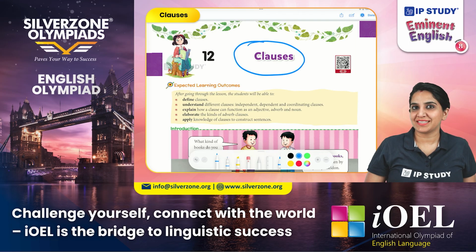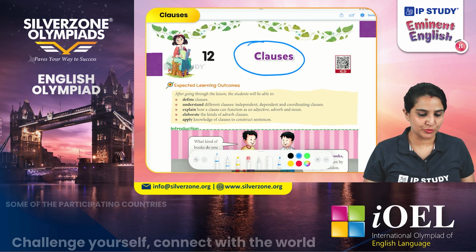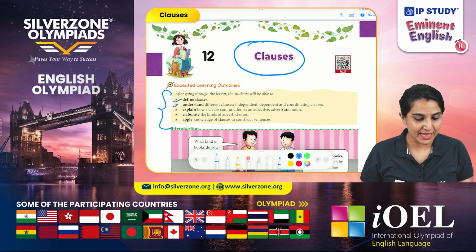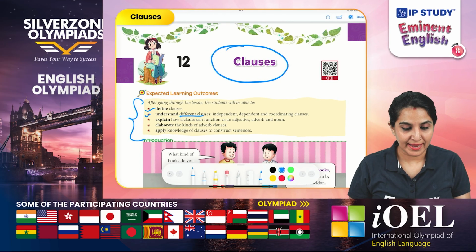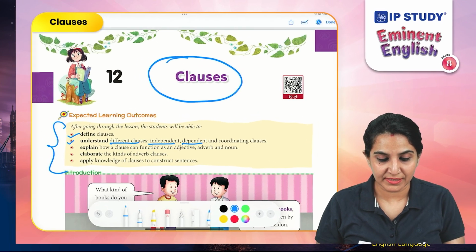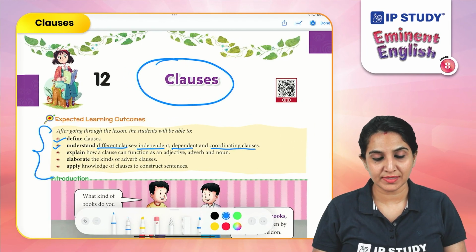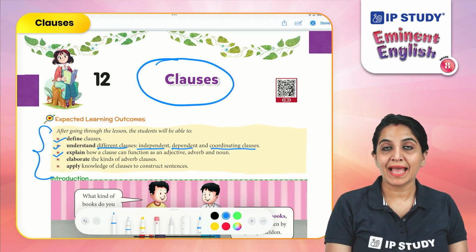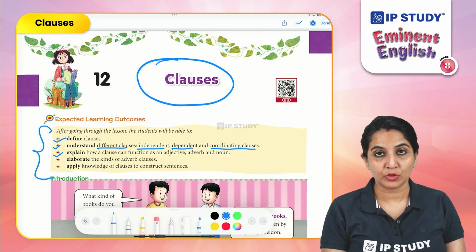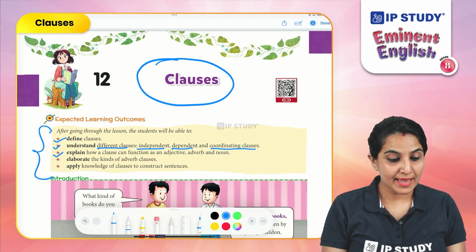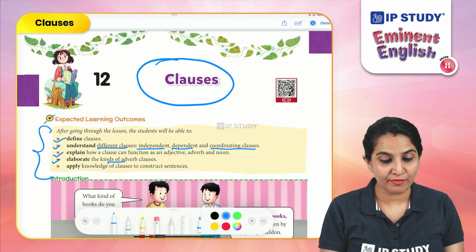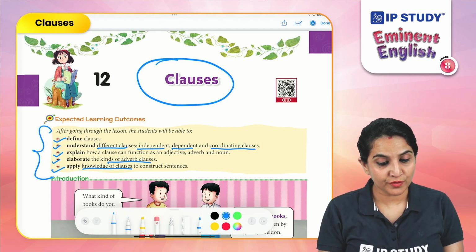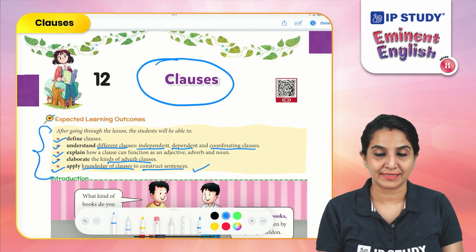Before the end of this lesson, you will be able to define clauses, understand different clauses, independent, dependent, and coordinating clauses, explain how a clause can function as an adjective, adverb, and a noun, elaborate the kinds of adverb clauses, and apply knowledge of clauses to construct sentences.